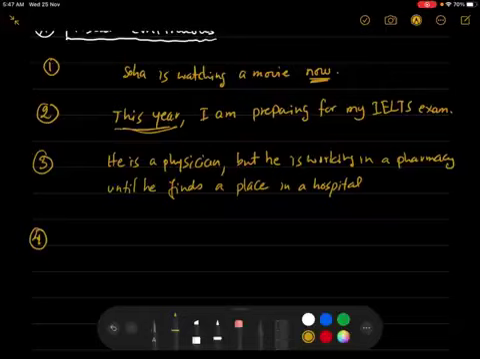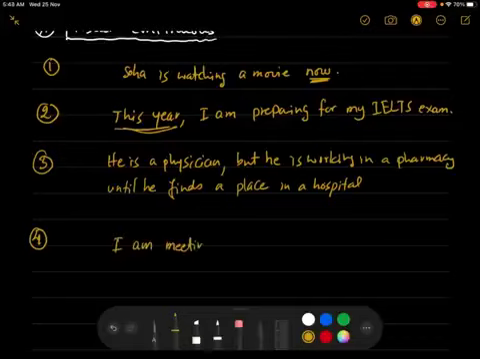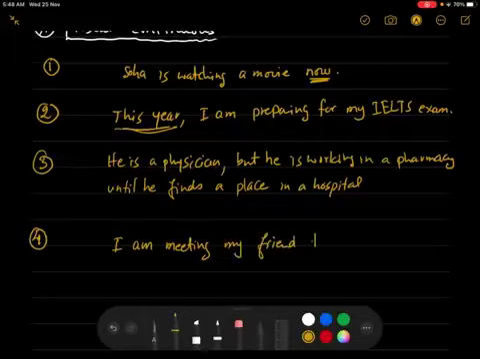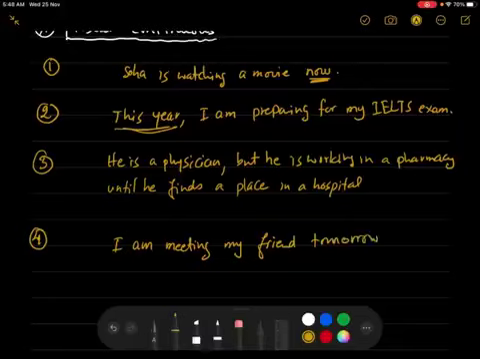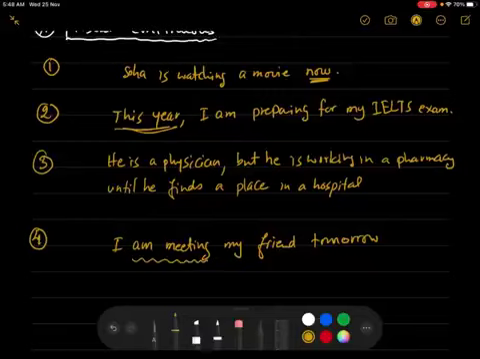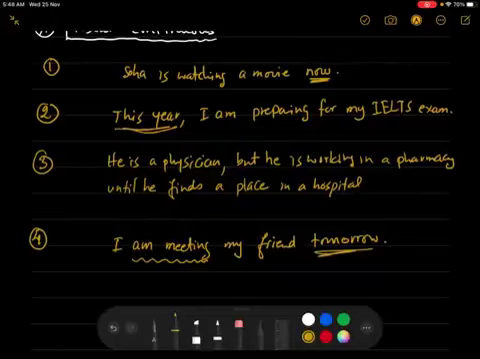Number four, which is a peculiar or strange use of present continuous, when the present continuous is accompanied by a future time marker. Like when I say, I am meeting my friends tomorrow. Here I use the present continuous. I am meeting my friends.